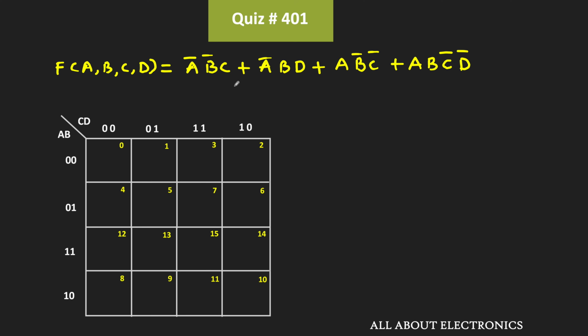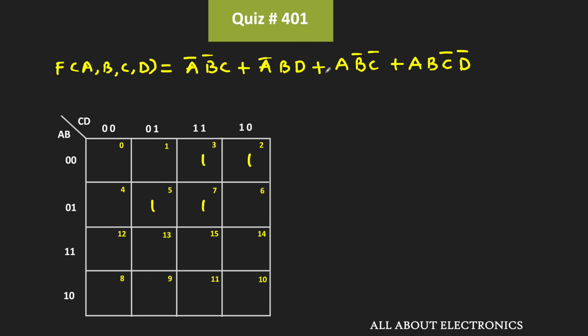So the first term in this expression is A bar dot B bar dot C. That means here both the variables A and B are 0 and the variable C is equal to 1. That means it will contain these two minterms because in this row the variables A and B are 0 while in these two columns the variable C is equal to 1. Similarly, if we map this A bar dot B dot D, then we will have these two terms because in this column the variable A is equal to 0 while the variable B is equal to 1 and in these two columns the value of the variable D is equal to 1.